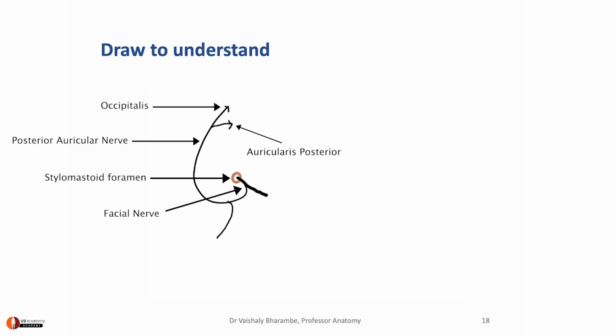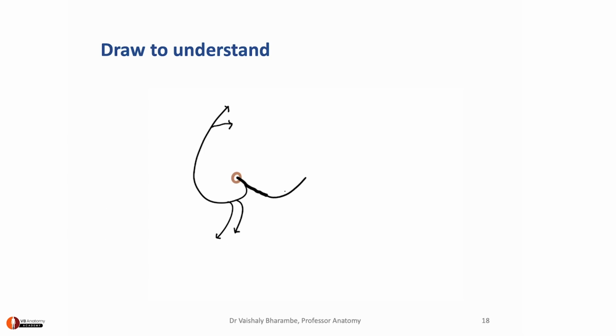posterior. It also gives branch to the posterior belly of digastric and to the stylohyoid. After this, your facial nerve enters into the parotid gland and divides into a temporofacial and a cervicofacial. The temporofacial, as you can see, is dividing into two branches, a temporal branch and a zygomatic branch.